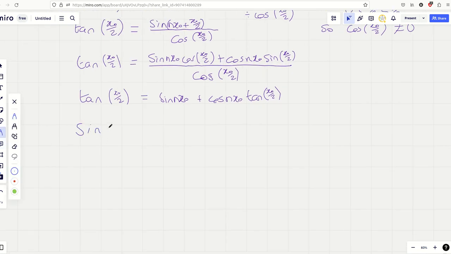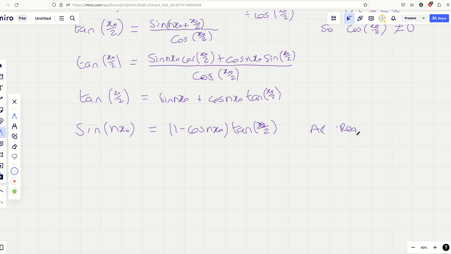So let's just write down the final result. I need to invest in a better graphics tablet. Okay, it's 1 minus cos nx0 multiplied by tan of x0 over 2. Okay, there we go, as required.